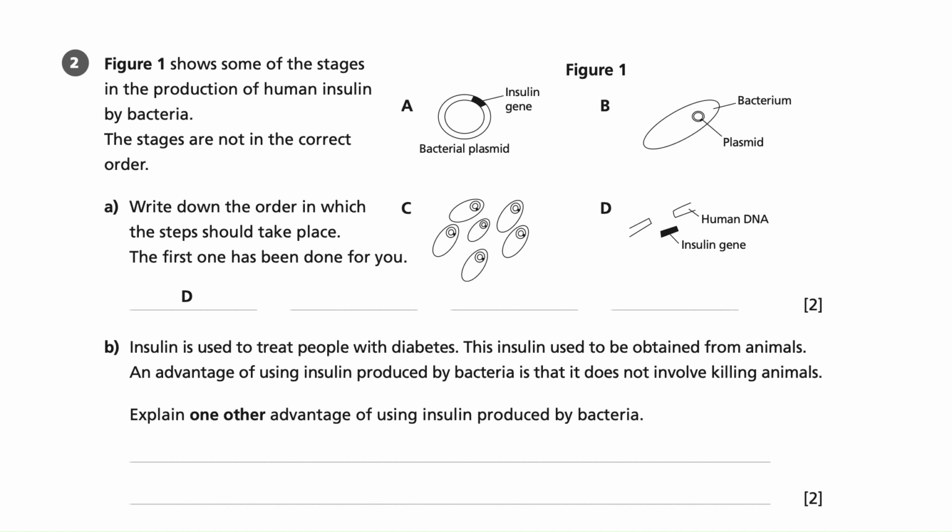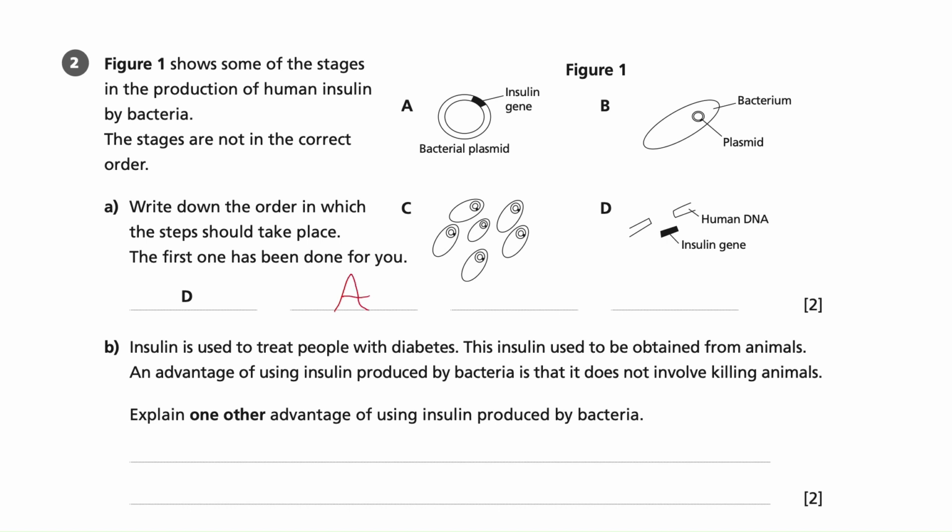So therefore, we're thinking to ourselves, okay, what is going to be the next stage in this process? Well, we've got the insulin gene. We need to put it into a bacterial plasmid. We can see that happening in A. So A is the next answer.